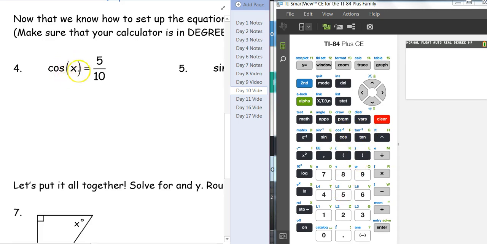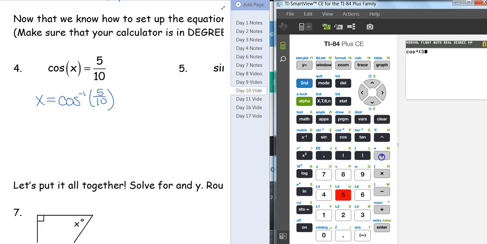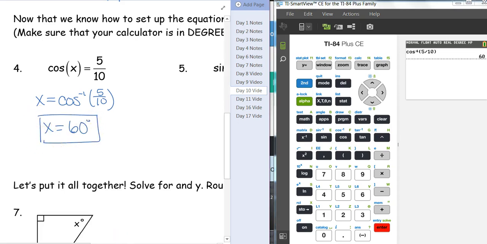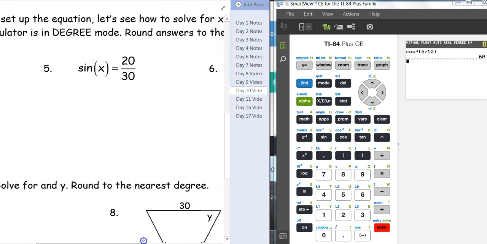So if I want to find the angle, x is equal to the inverse cosine of that ratio. So I'm going to hit second cosine, and then 5 divided by 10. And I see in this case that my angle is going to be 60 degrees exactly. We go to our next setup.